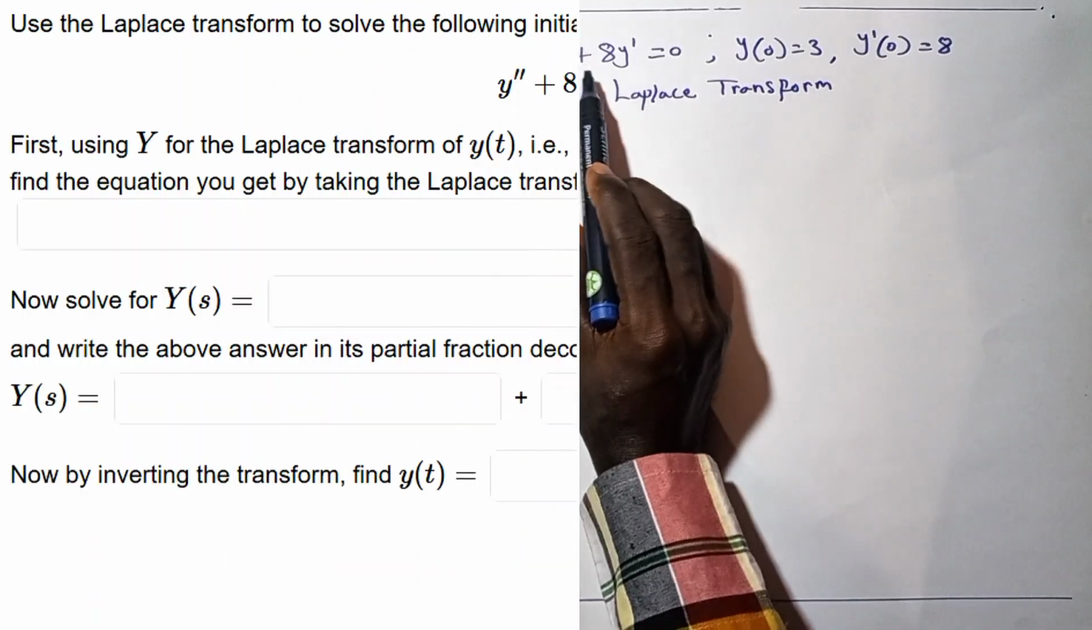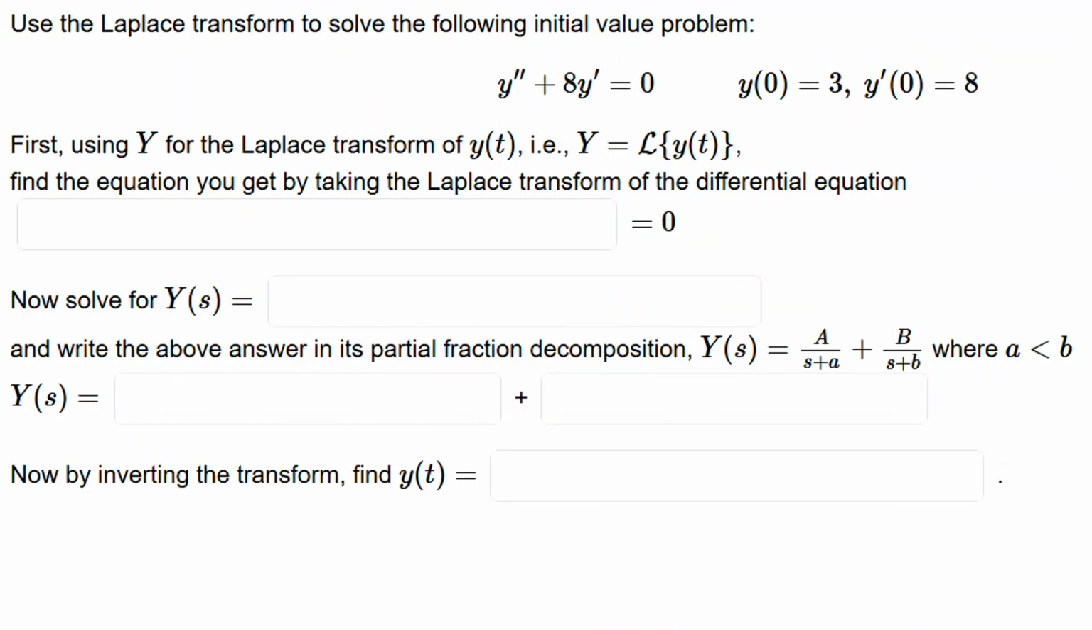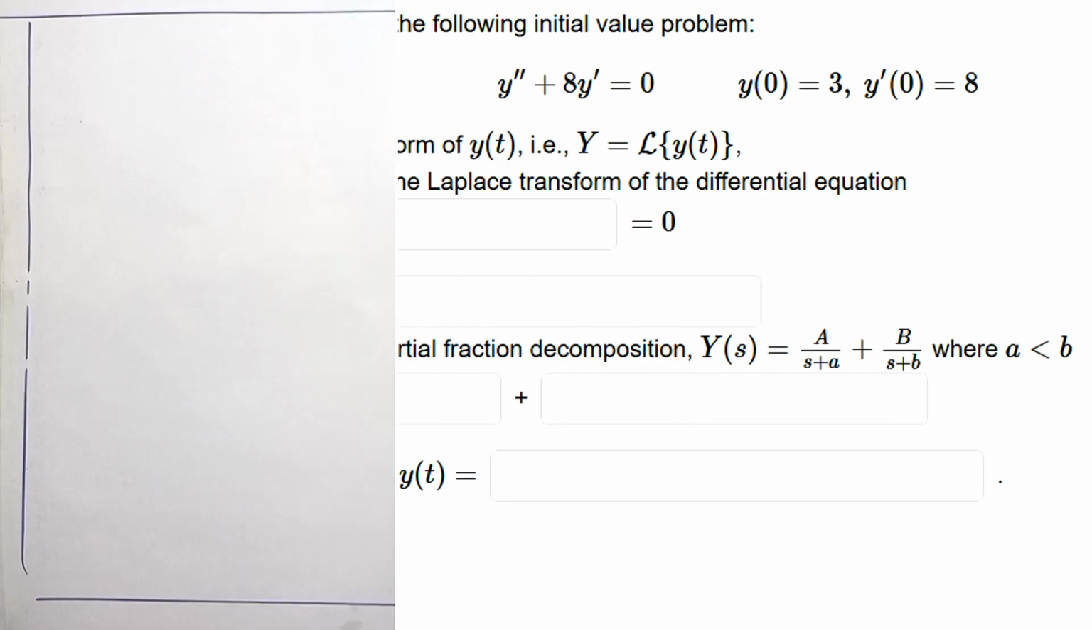So as you can see, we are given y double prime, that is d squared y over dx squared. So this is the second order derivative. So given y double prime plus 8y prime is equal to 0, and we're given the initial value problems, which is y of 0 is equal to 3, then y prime of 0 is equal to 8. So now let's solve this.